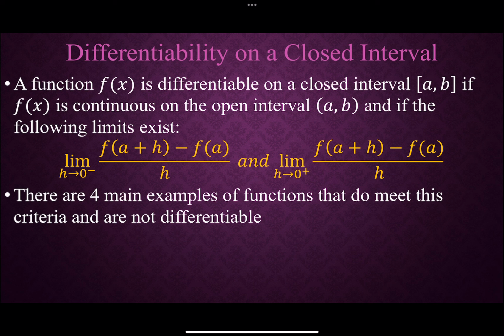If it's continuous on the open interval, we don't really care if there's a hole or vertical asymptote at the endpoints a and b, as long as it's continuous there. And then we're talking about the limit of the derivative term from the left and right sides at a would exist. So there are four main examples of this scenario right here, where functions will not meet this criteria.